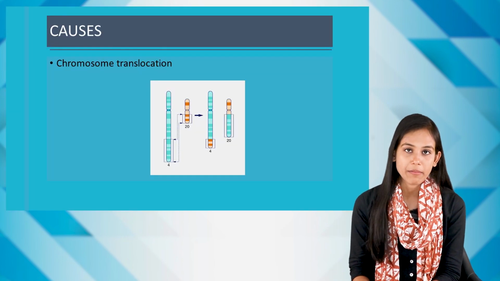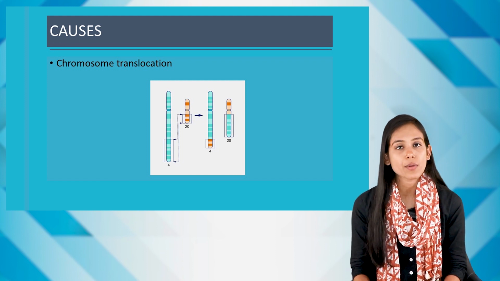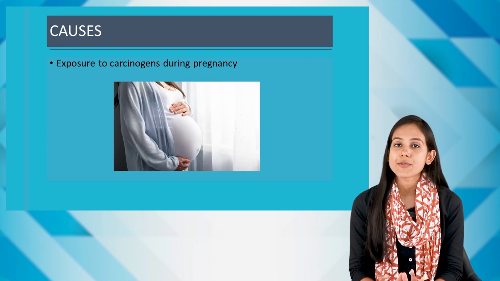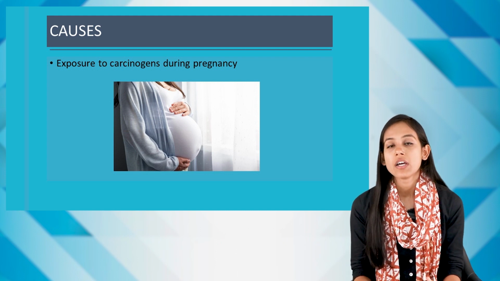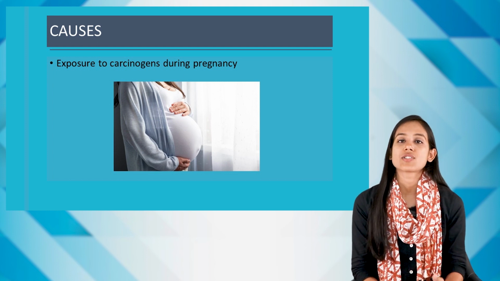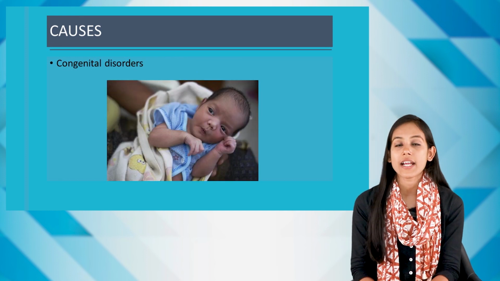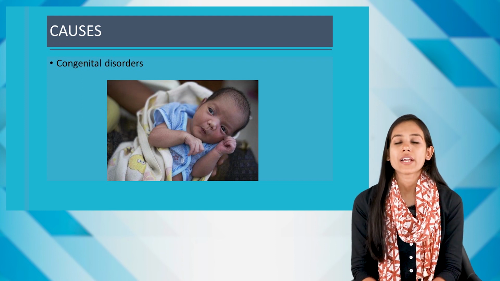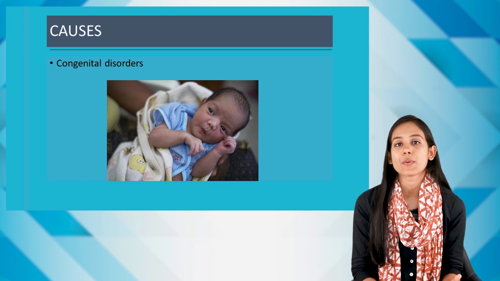Now, what might be the cause? So next, let us move on to the causes of leukemia. The first thing can be chromosomal translocation. If there is translocation of chromosome, that might sometimes cause leukemia. And if there is exposure to carcinogens during pregnancy, so if the pregnant mother gets exposed to carcinogens, then again there is a chance that the child might get affected with leukemia. The third thing can be any congenital disorder. For example, if the child is affected with Down syndrome or any sort of congenital disorder, in that case again the chance is higher to get affected with leukemia.